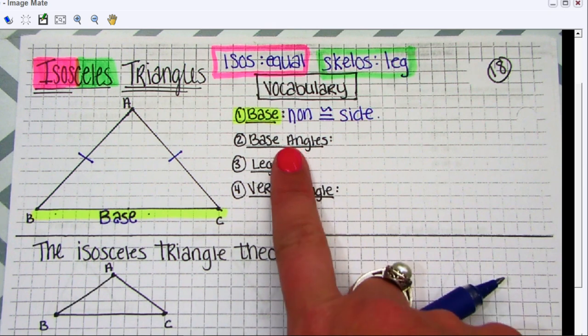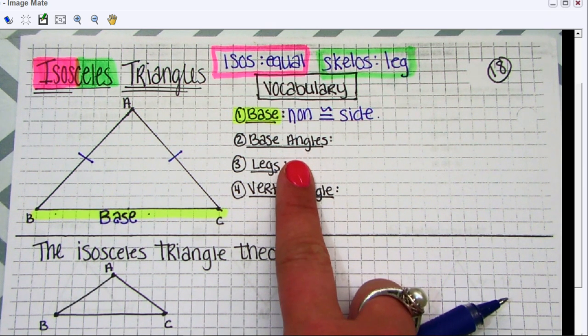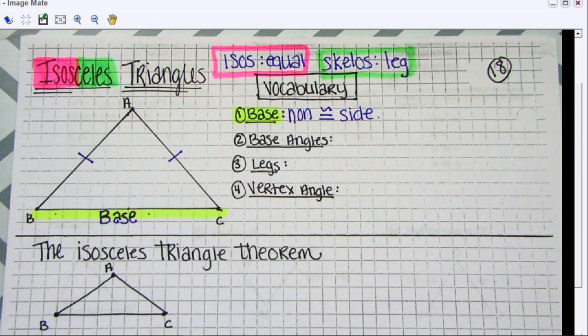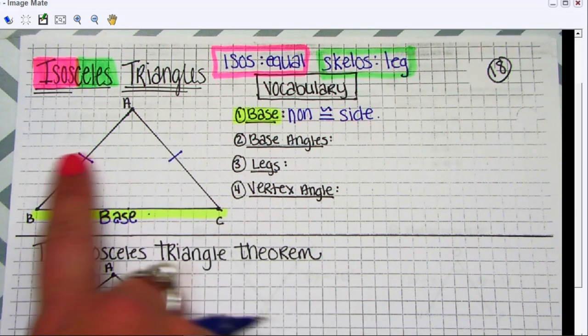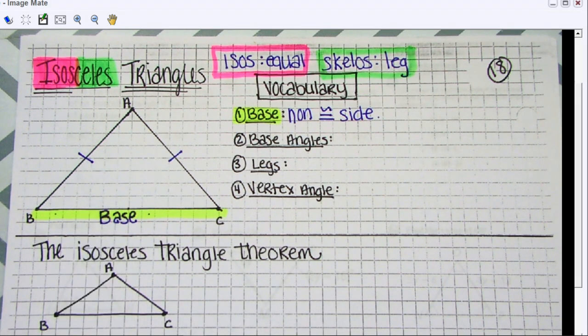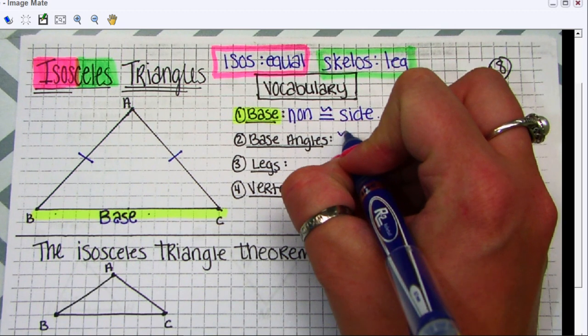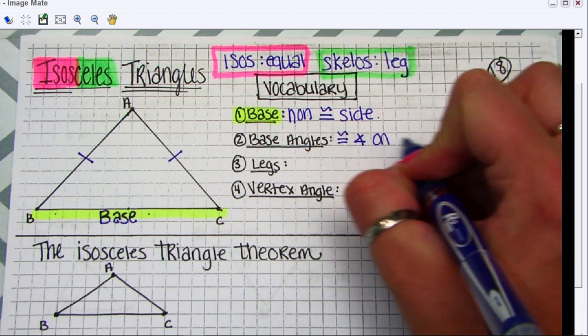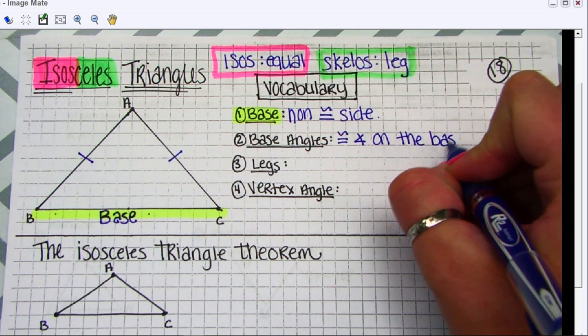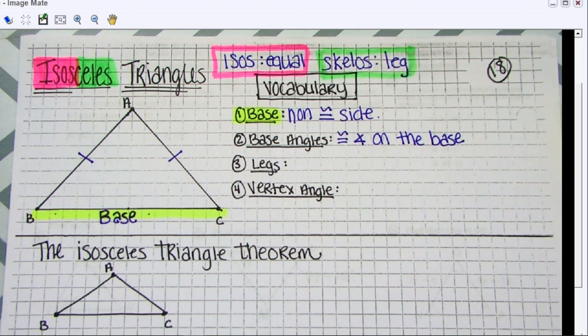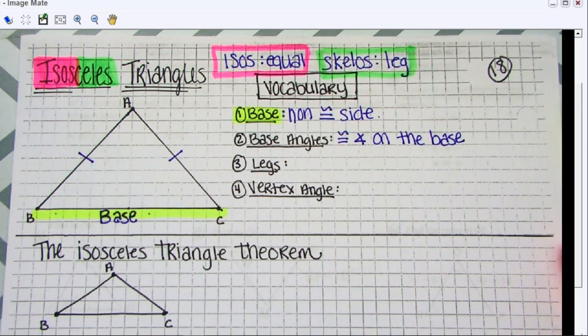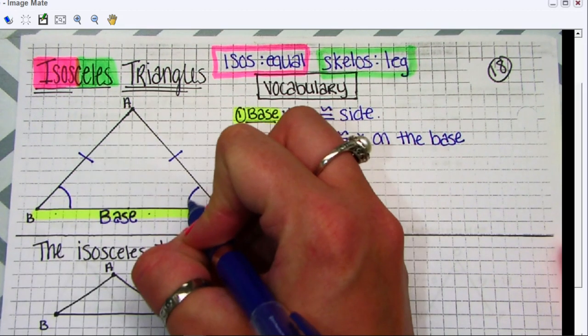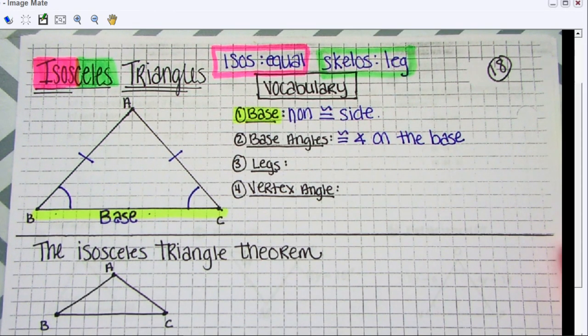The next definition piece is base angles. Where do we think base angles sit? Base angles would go where? On the base. Good job, HJ. So these are congruent angles on the base. That's why they're called base angles. The thing about base angles is that they are equal. So I'm going to put a curve here and a curve here. Those are called base angles because they are the angles that are sitting on the base.